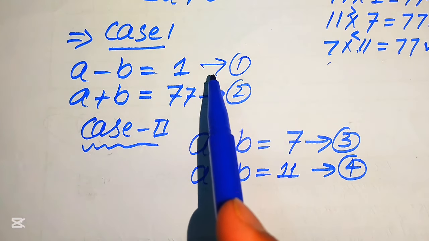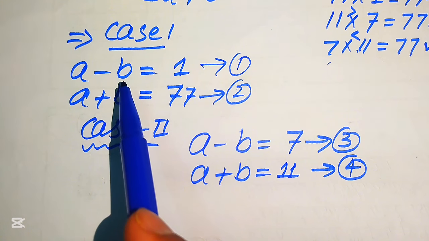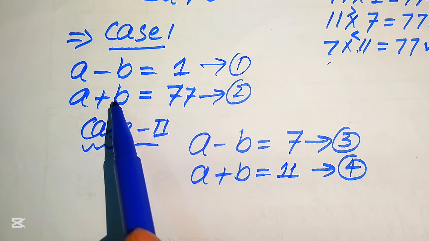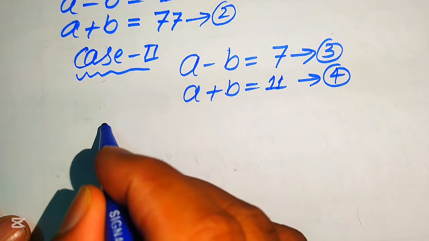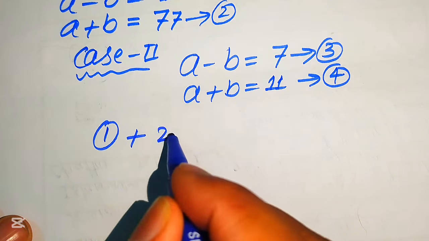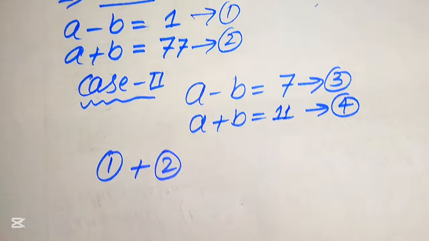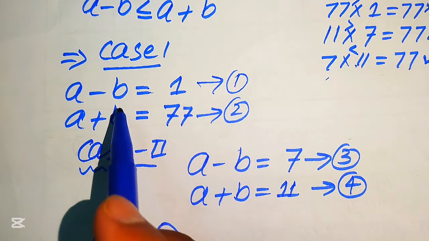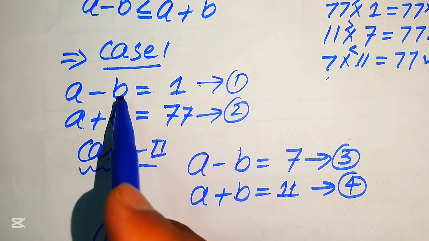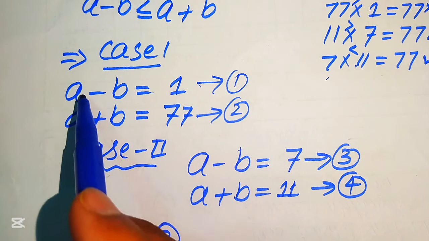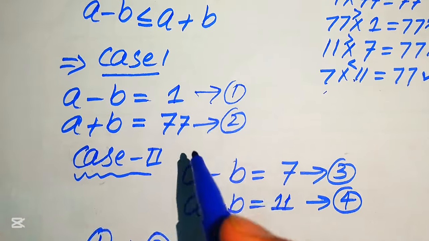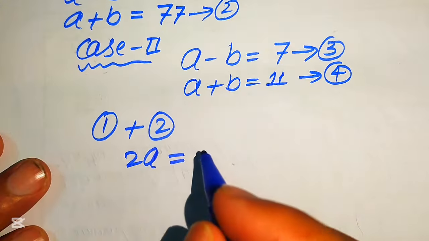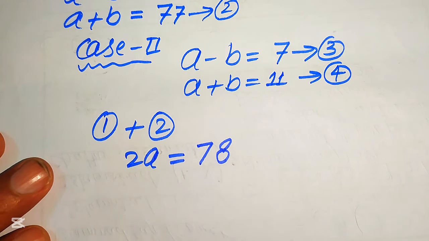If we add these two equations, first we add equation number 1 with equation number 2. You see here that negative b and positive b cancel each other out, and we get a plus a, which equals 2a, and 1 plus 77 equals 78.